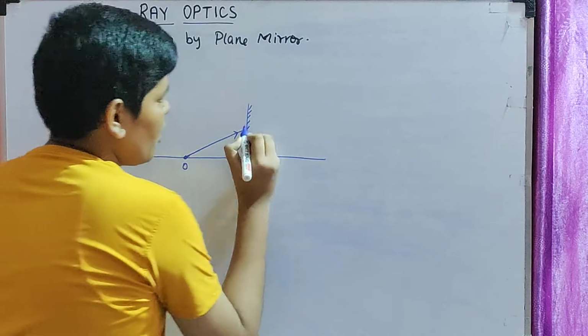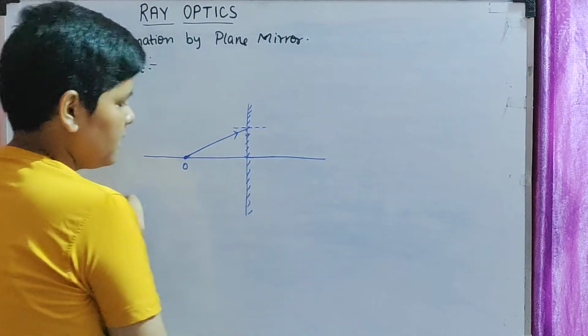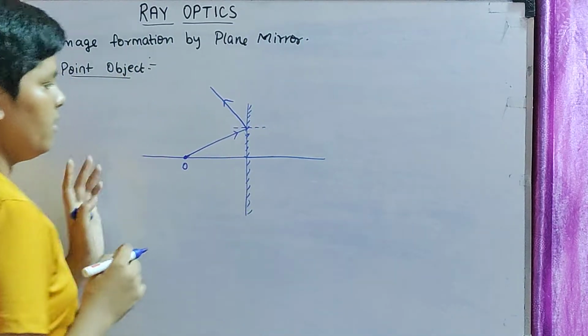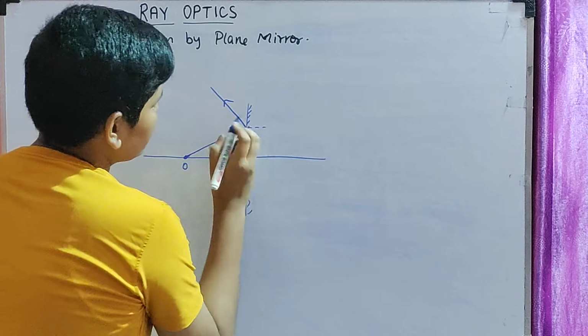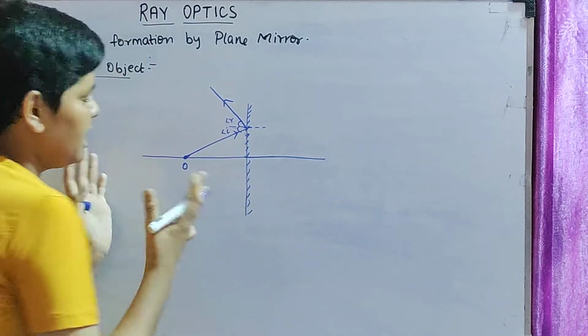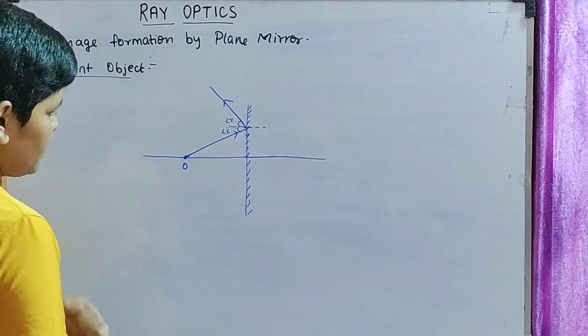First, what you have to do is draw a normal over here. Done. Now you have to reflect it with the same angle it came. Here we can say that this is the angle of incidence and this is the angle of reflection. Both the angles are equal. We took the first one.